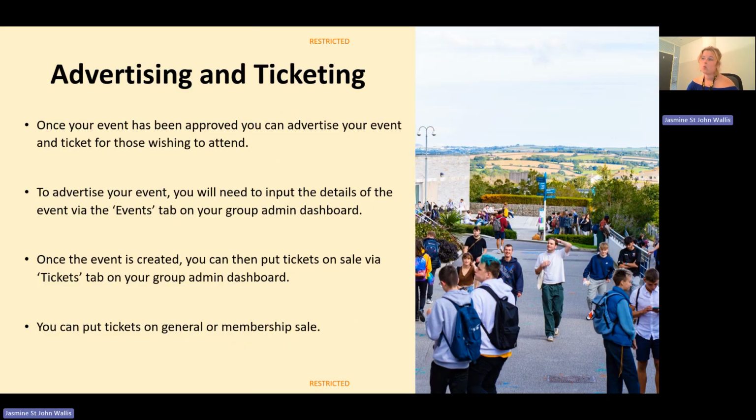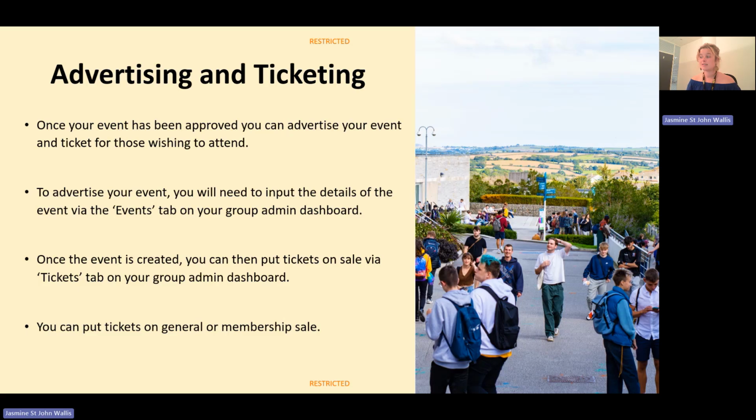Advertising and ticketing. Once your event has been approved, you can advertise your event and ticket for those wishing to attend. If your event has not been approved, we will not be letting you advertise. You cannot advertise until your event is approved by us. Otherwise, you will be at risk of having your event taken down because it needs to be approved before you can advertise it, just in case anything goes wrong. If we need to update anything, if any details need to be changed, it cannot be advertised until we have given you the approval to do so.